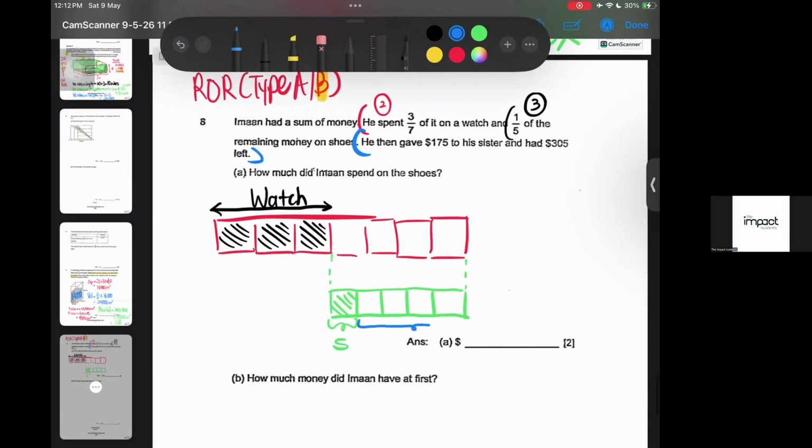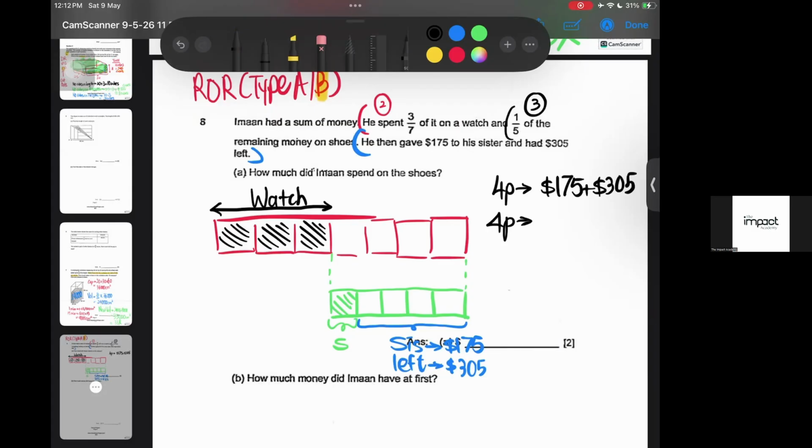So you mean this and everything is for the sister, and she has the rest left? Very good. So we don't know exactly how many units are for the sister, right? Hey, Iman, slow down. I know you're excited, you want to buy more things at Orchard Road, is it? Okay, 4 parts in this situation is 175 plus 305. Iman, agree or disagree? 480.